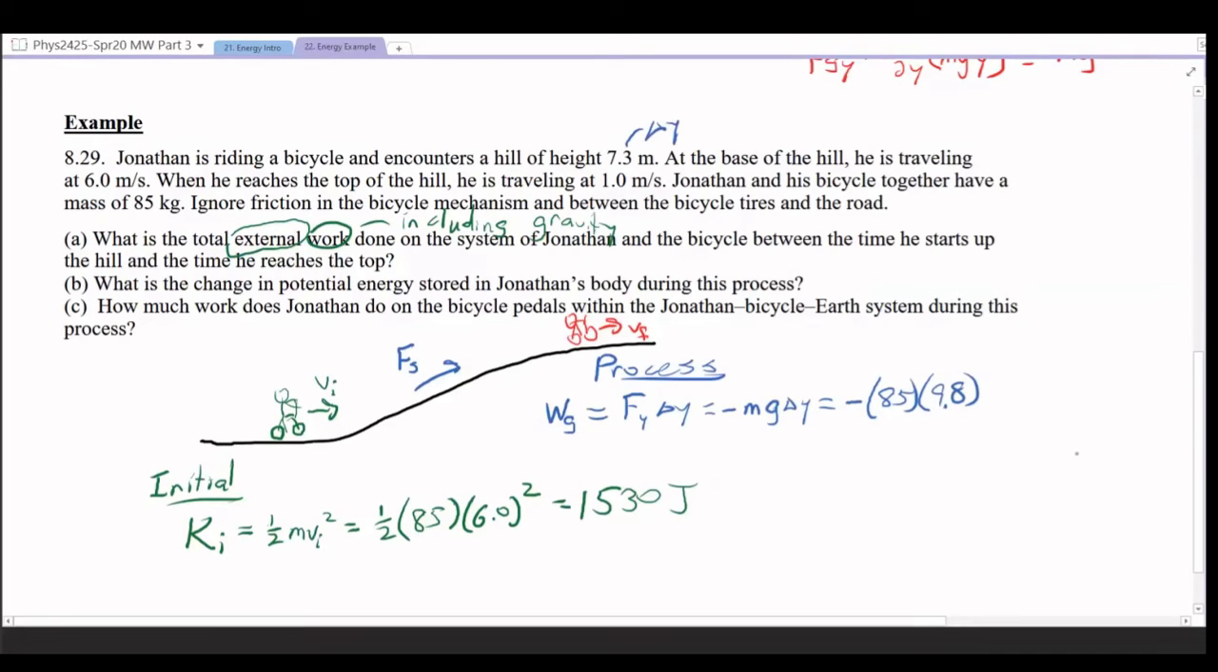So that's delta y, 7.3. 85 times 9.8 times 7.3 is 6081, minus 6081 joules. And we're going to have work due to S, that is the force of propulsion, which is actually a friction force. Technically, it's a static friction force, but we don't know it.